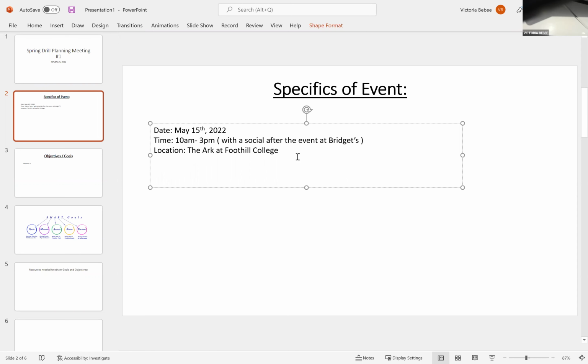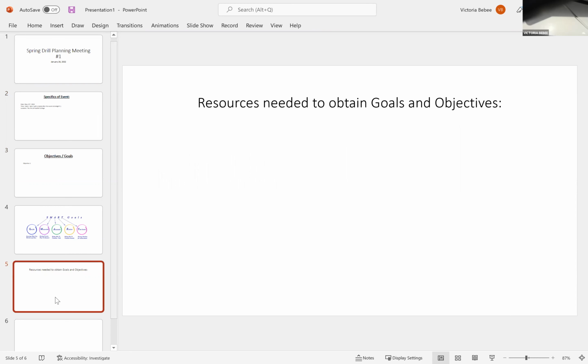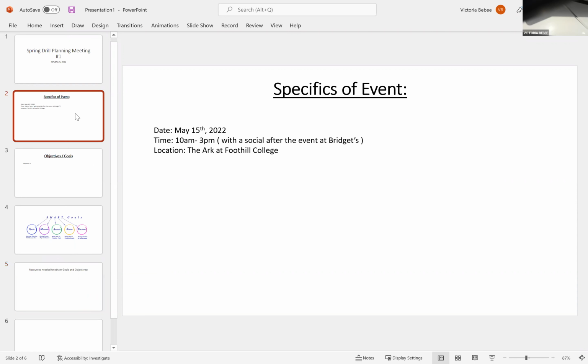Okay, so location will be the ARC at Foothill College. Is there anything else specific? Because I'm going to be sending this out afterwards for people that couldn't make it. Is there anything else that we should put in here that you would want to know if you're considering going or not? We're going to talk about objectives and goals. We're going to talk about the resources we need, and then the training things will be in there too. Hey, what can we review? What procedures are we going to go through? Because I'm sure that's going to be a question for all of us, right? And we can provide that documentation support. But is there anything else here that you would want to see on this page if I were to send it out and you couldn't come to this meeting?